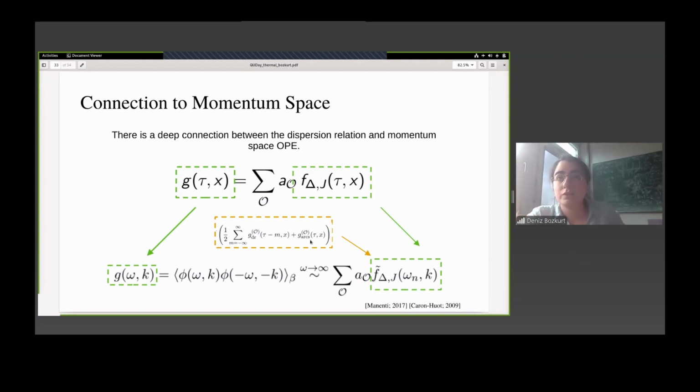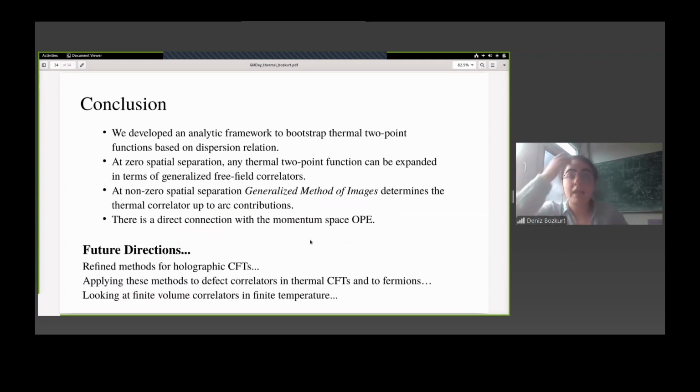For the future work, I would like to point out some directions. But with this, I can conclude. In this talk, I presented the analytic bootstrap framework that we developed for thermal two-point functions based on the dispersion relation. We showed that at zero spatial separation, this dispersion relation formalism gives you a very strict, very general description of the two-point function in terms of generalized free fields.